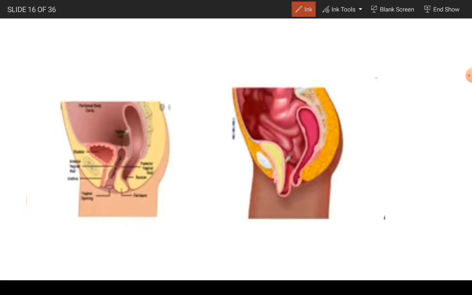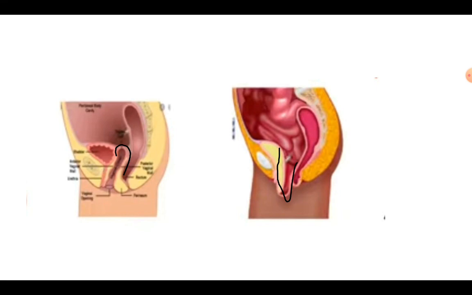In this picture you cannot see the uterus, this is a vault. After hysterectomy, vault prolapse. Now in this picture you can see the vault prolapse.